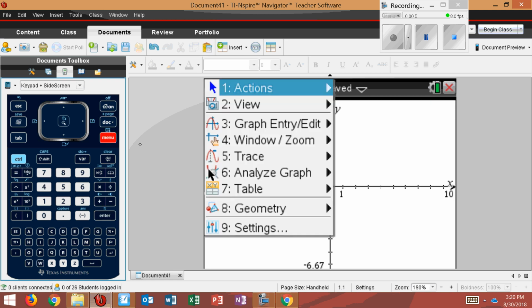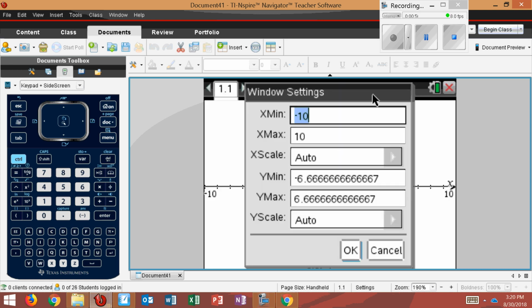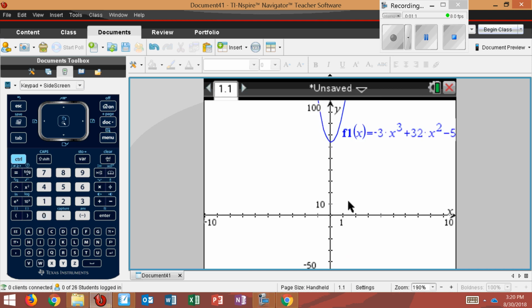Now I'm going to zoom out. Zoom here, settings. I don't know how many are on here, so I'm just going to go to maybe negative 100, or I'll go negative 50 here. But for the y value maximum, I'm going to put 100 here. That means that the graph will go as high as 100. Okay, so here's our graph.